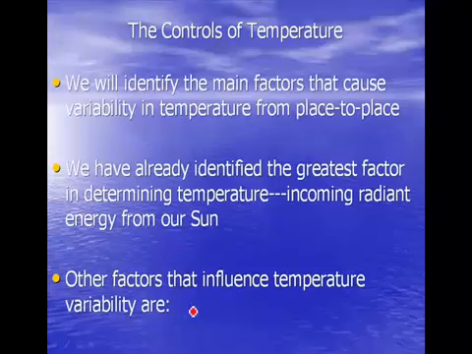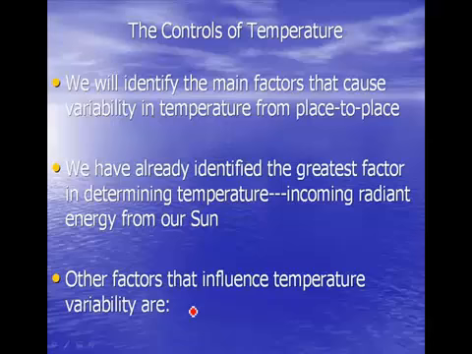Well, let's talk about controls of temperature. We've actually talked about some of these factors. We'll identify the main factors that cause variability in temperature. After all, you're going to be forecasting for temperature. And so we need to find out why temperature is different from place to place. Now, we've already talked about a temperature difference between the North Pole and Iowa. We talked about incoming radiation, at least at the top of the atmosphere, being greater over the North Pole than it is over Iowa at certain times of the year. But yet we're warmer, and we talked about the reasons behind that.